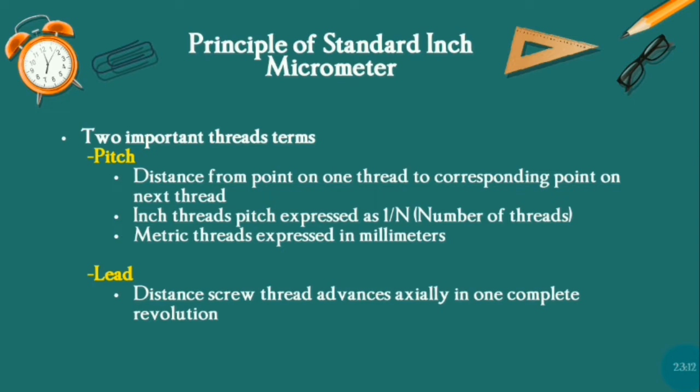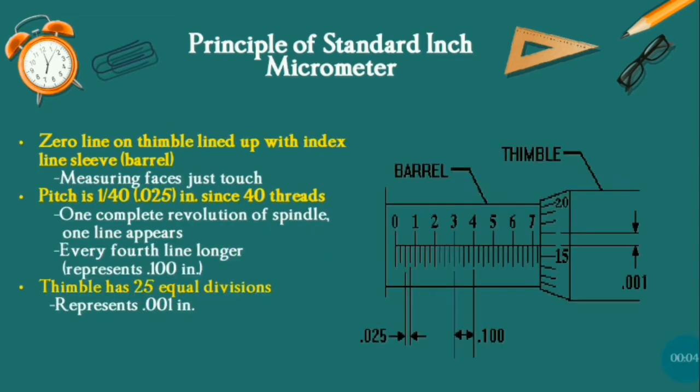The distance from a point on the screw thread to a corresponding point on the next thread, measured parallel to the axis. And lead is the distance a screw thread advances axially in one complete revolution. So lead is the distance the nut moves per one screw revolution, and is how bolt screws are typically specified. Reading a micrometer takes practice.